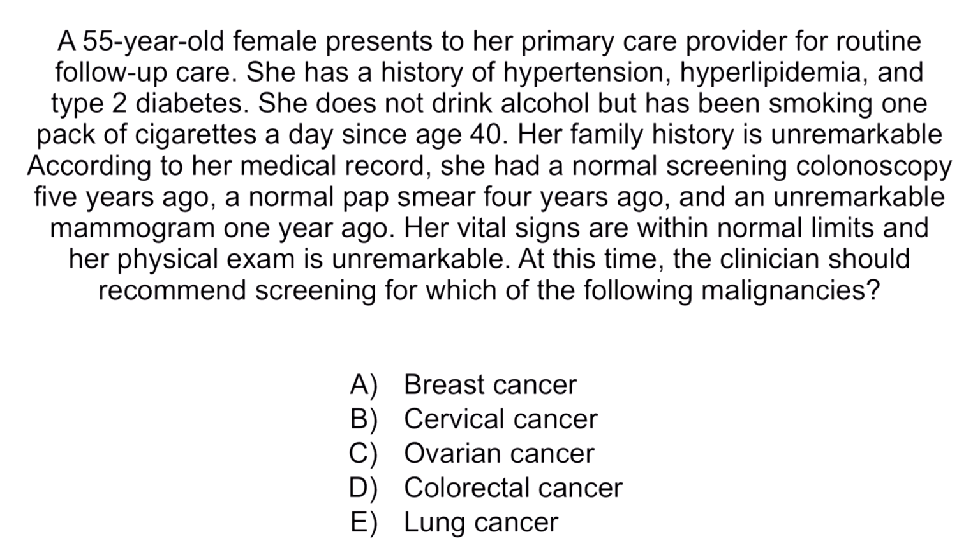According to her medical record, she had a normal screening colonoscopy 5 years ago, a normal pap smear 4 years ago, and an unremarkable mammogram 1 year ago. Her vital signs are within normal limits, and her physical exam is unremarkable. At this time, the clinician should remember screening for which of the following malignancies: A, breast cancer, B, cervical cancer, C, ovarian cancer, D, colorectal cancer, or E, lung cancer. So the correct answer here is choice B, cervical cancer. So let's go through why that is and why the other options are wrong.